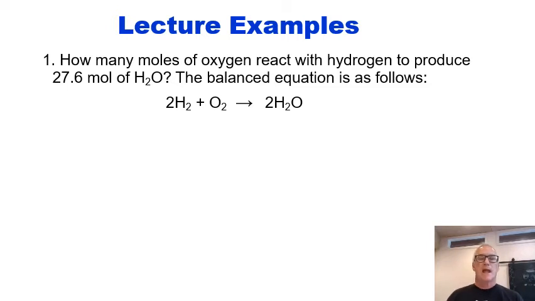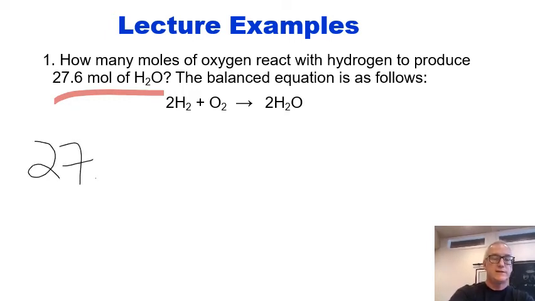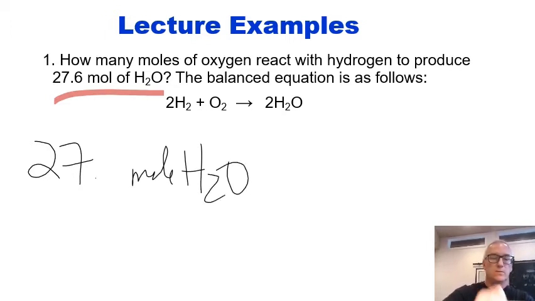So how many moles of oxygen react with hydrogen to produce this many moles of water? So we write down what we're given. What are we given? We are given 27.6 moles of water. And so we want to know how many moles of oxygen are present.